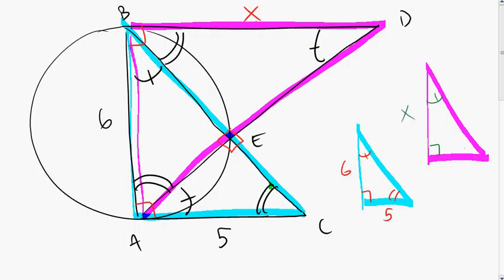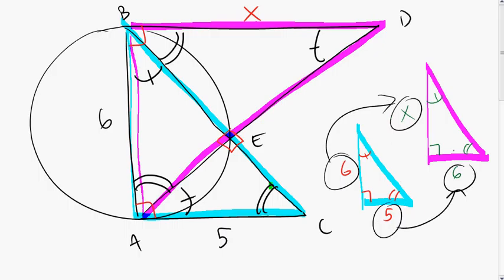So these two triangles? Okay, so let's redraw those triangles. Why did you pick those two? Great. So this would be the X and this would be the 6.